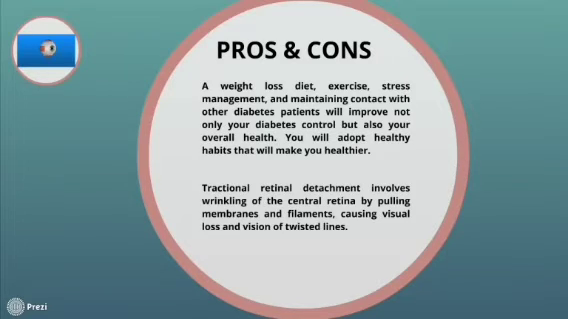Traditional retinal detachment involves working of the central retina by pulling membranes and filaments, causing visual loss and twisted lines.